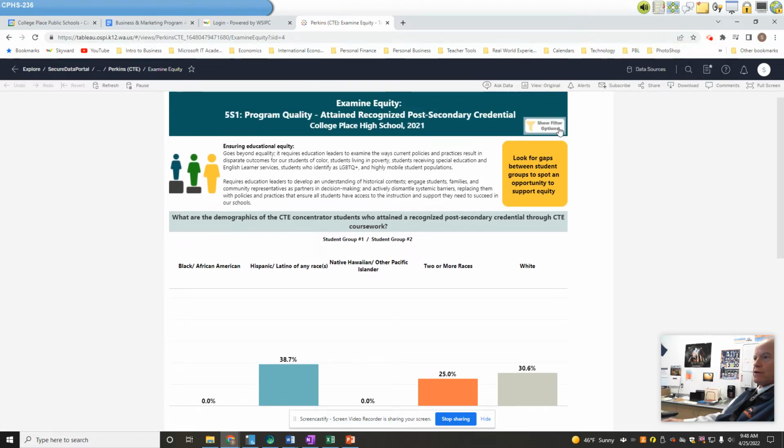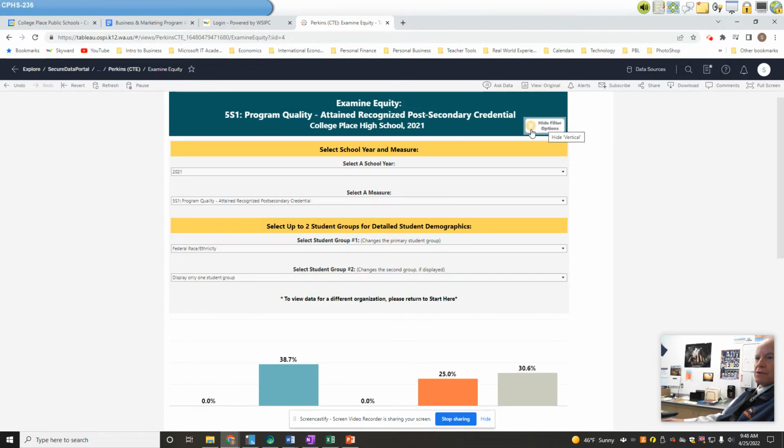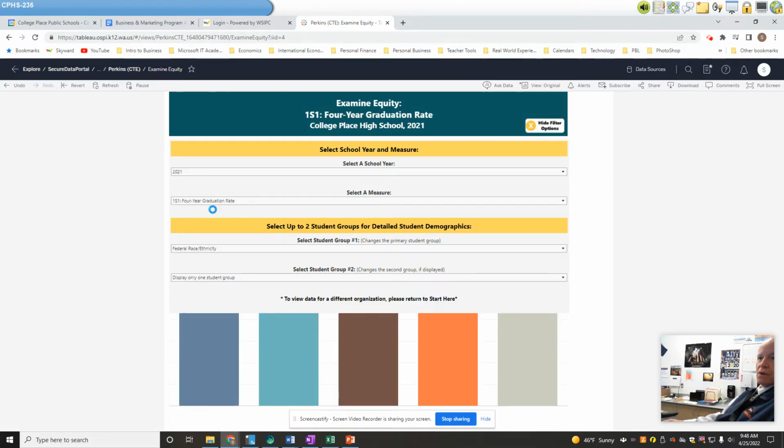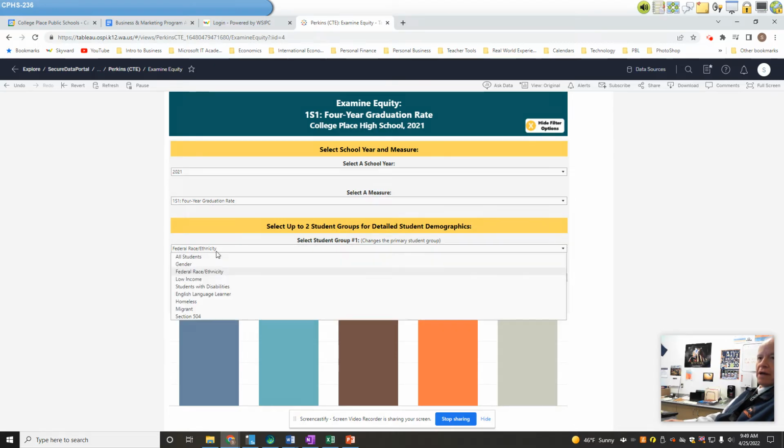So you come in here and go, what the heck is all this? But what you end up doing is going back to show filter options, and you want the most recent school year. Then you start messing around with, let's start with 4-year graduation rate, and let's watch this thing spin around. Then you can look at the various categories, and I mainly look at gender, race, income, and disabilities. That's pretty much the 4 that I look at, because you can start drilling down into really minutia type categories.